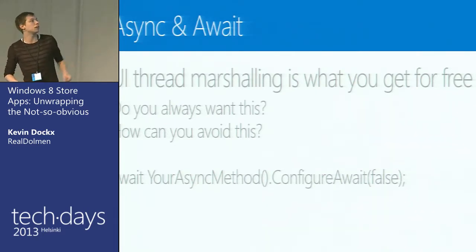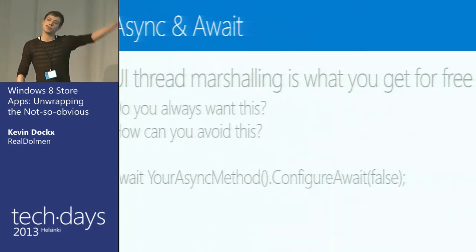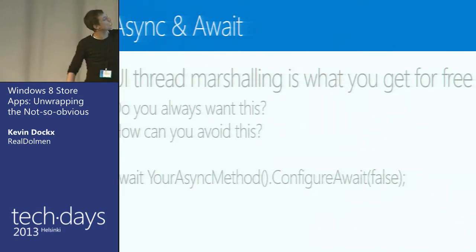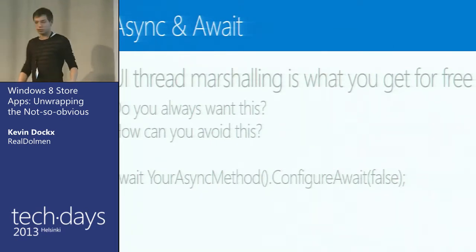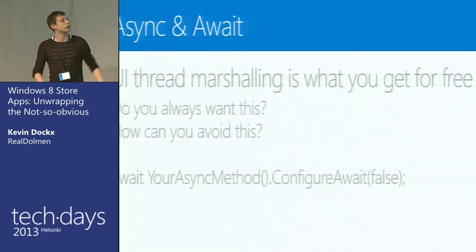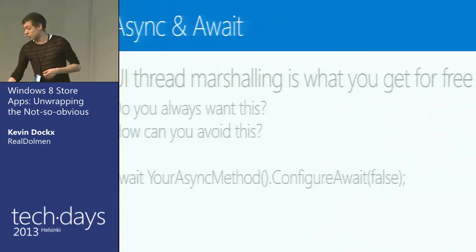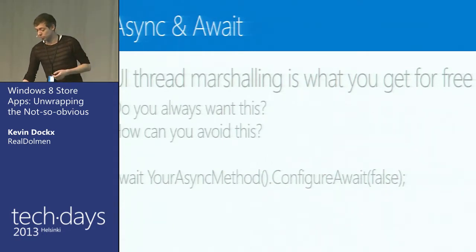So that's another trick. If you want a method that you await not to be marshaled back to the UI thread, so the code that ends up here afterwards should just keep on running in the background instead of on your UI, you can just configure it like that. The last statement, configure await false, says do not marshal this back to my UI.